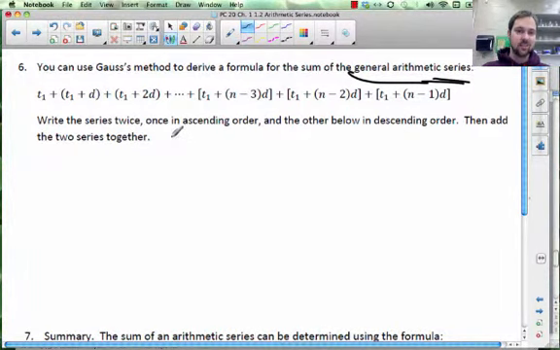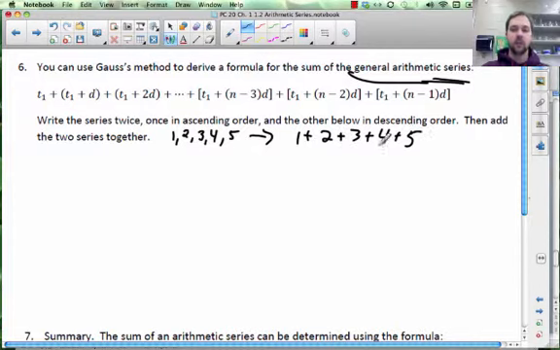So let's consider the sequence 1, 2, 3, 4, 5. So this is a sequence. Now let's turn it into a series. We want to find the sum 1, 2, 3, 4 plus 5. Now this would be really easy for us to do very quickly in our head, but I just want to show you sort of a microcosm of Gauss's method here before we derive the general form of the equation.